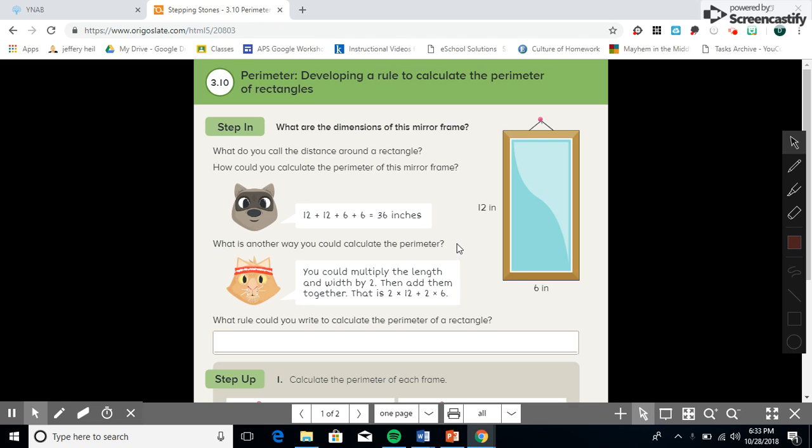It says, what is another way you could calculate the perimeter? It says you could multiply the length and width by 2, then add them together, saying 2 times 12 plus 2 times 6. And that's because this side is equal to the other side, so it is also 12. And this one is equal to the other side, so it is also 6. So we could add all of them together, or we can do 12 times 2 and 6 times 2 and add the solutions to those problems together.